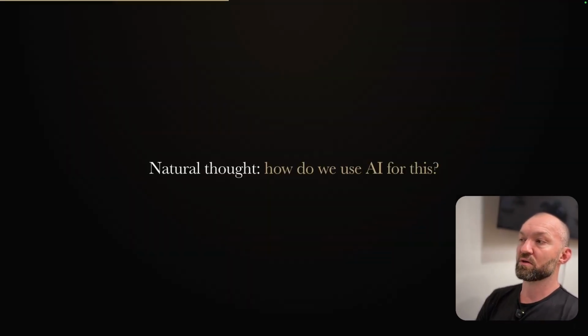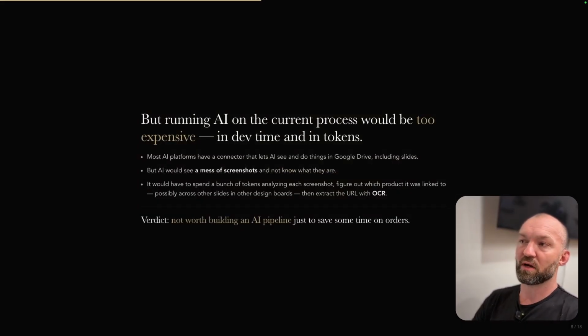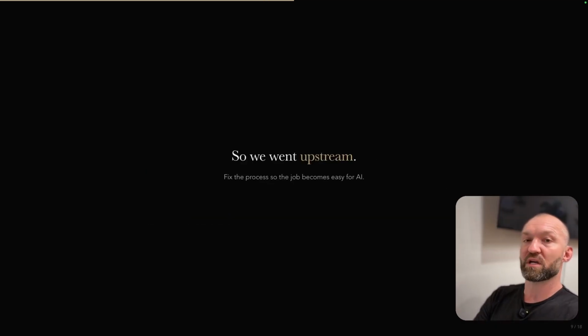Naturally, we thought, how can we use AI for this? But the issue is that running AI on the current process would be hard and expensive. Probably not worth it, was the verdict, because even though we can go into Drive with built-in connectors in Claude or Codex or whatever we're using, AI would have to sort through this mess of screenshots, looking at each screenshot at a time using optical character recognition to identify which item it was, and then extract the URL when it found the right item, and have to do this across multiple slides, and it would just eat up tokens and slow things down unnecessarily. So we went upstream and we fixed the process upstream so that the job would become easy for AI.